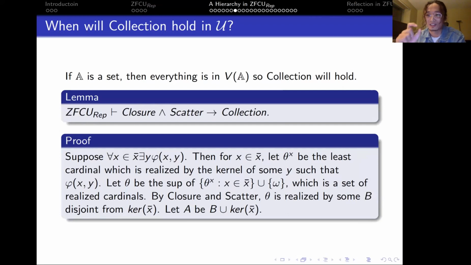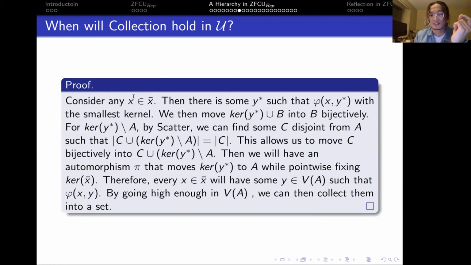So we're going to collect things in V of A. Now let's consider any x in X bar. There are some y such that phi(x, y). Among those y's, there will be some y star whose kernel is the least possible. And by the definition of B, we can move the union of the kernel of y star and B bijectively into B, because B is big enough.